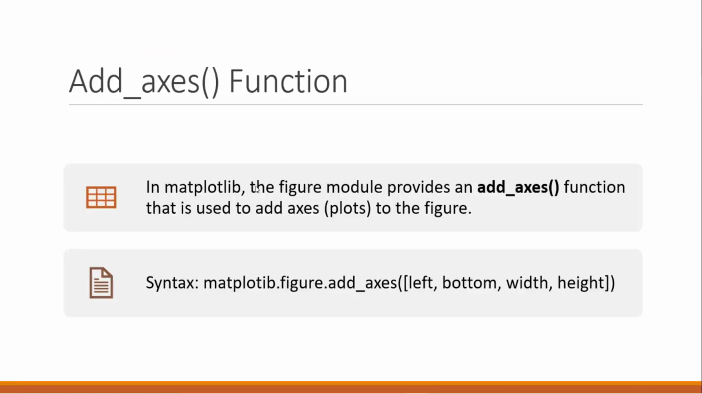So now we will see the next function by using which we can create a subplot. In Matplotlib, the figure module provides an add_axes function that is used to add axes, or we can say plots, to the figure. And the syntax of this function is matplotlib.figure.add_axes and in parentheses we pass a list of parameters. The first parameter is left, the next one is bottom, the next one is width and the next one is height. Now we will see an example related to this to clear the concept.